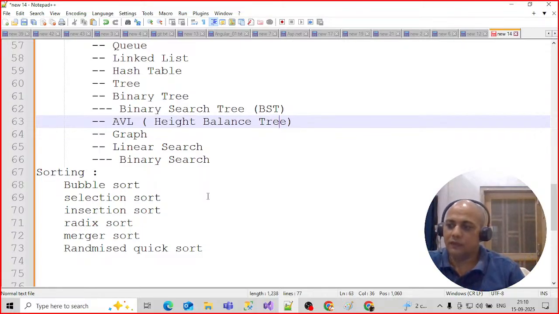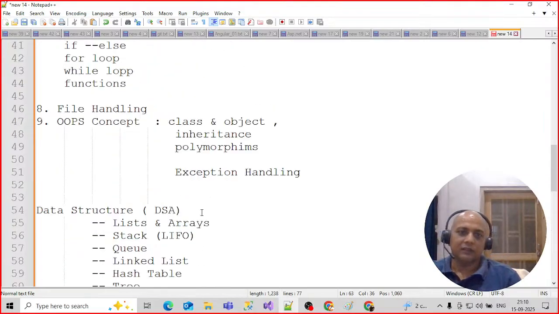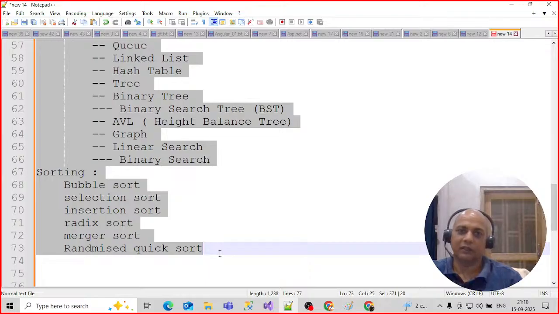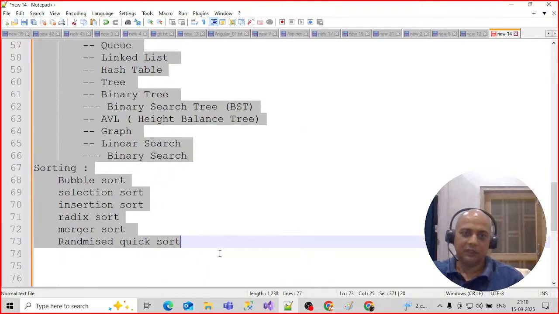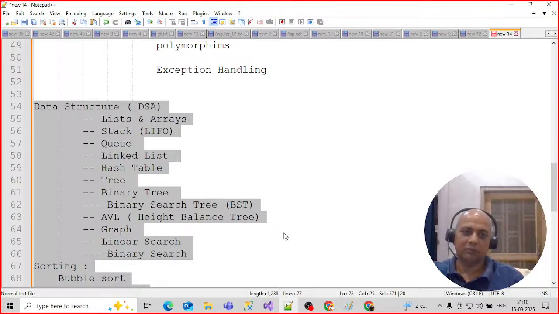And DSA is the one thing, na? DSA is not dependent on any programming language, correct? Somebody is solving these problems using C++, somebody using Java, somebody using Python. So depending upon your expertise and understanding of the problem, you can select which language you want to use, correct? So that is an important thing.